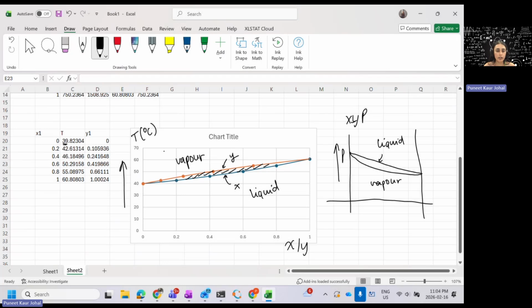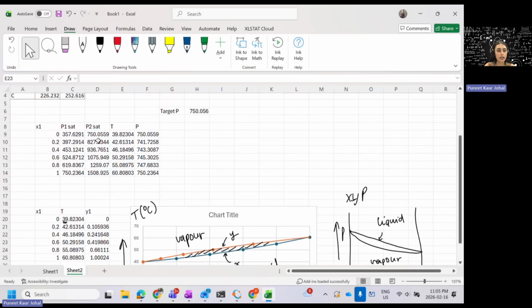But the main reason for this video was to show you how you can use Excel solver to quickly solve for the temperatures. Instead of doing guess and check, you can quickly just input all the values and data in here and then get your temperatures.